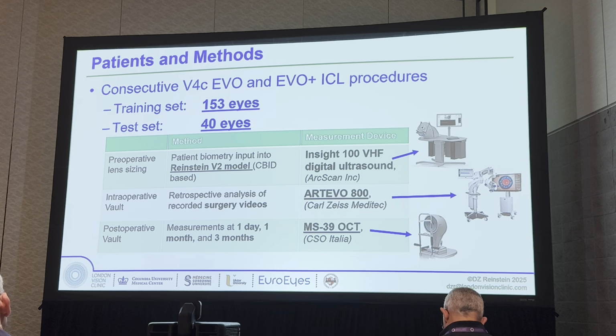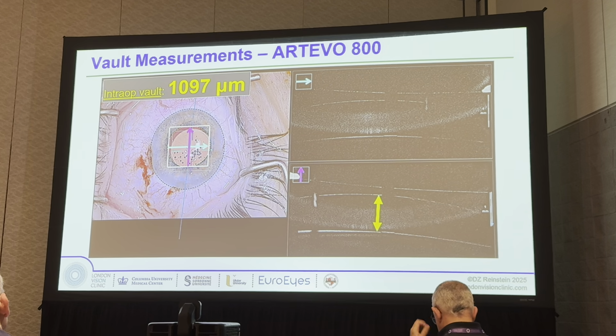We had 153 eyes in our training set for the model, and we then included 40 eyes for the test set. The preoperative lens sizing was performed using the Reinstein V2 model. The intraoperative vault was measured on an AAO2025-800 microscope, and the postoperative vault was captured on an MS39 OCT scanner. This is how we measure the intraoperative vault.